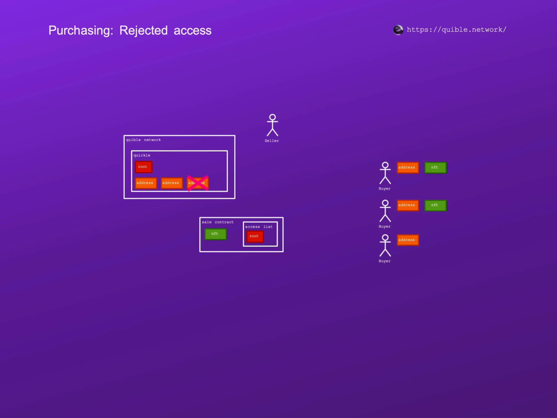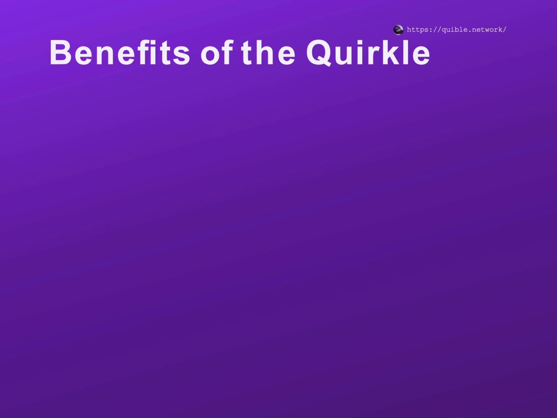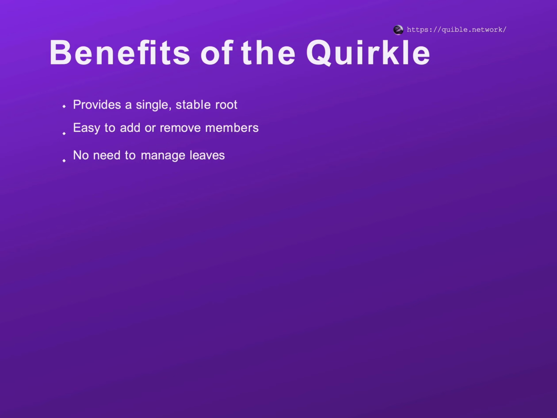Now that we've demonstrated some key features, let's recap. The Quirkle provides a single, stable root that can be used in multiple places or even on multiple chains. The Quible Network makes it easy to update your Quirkles in real time, without a need to commit to the host chain. Lastly, Quible removes the requirement to store your proofs anywhere, which simplifies your implementation.